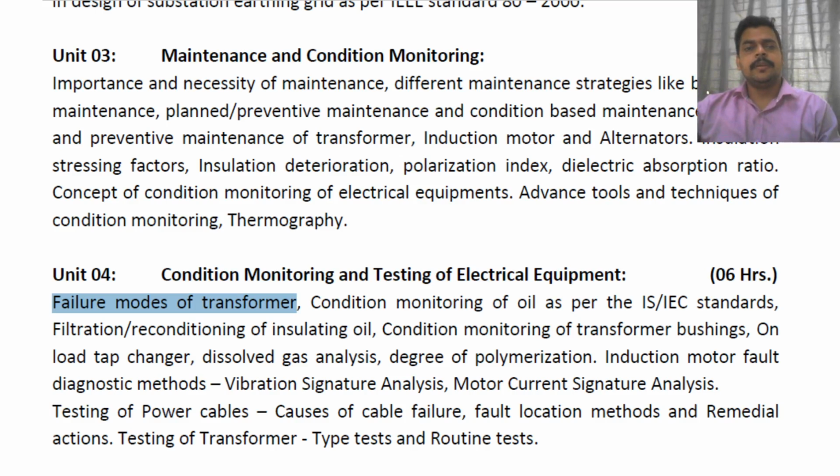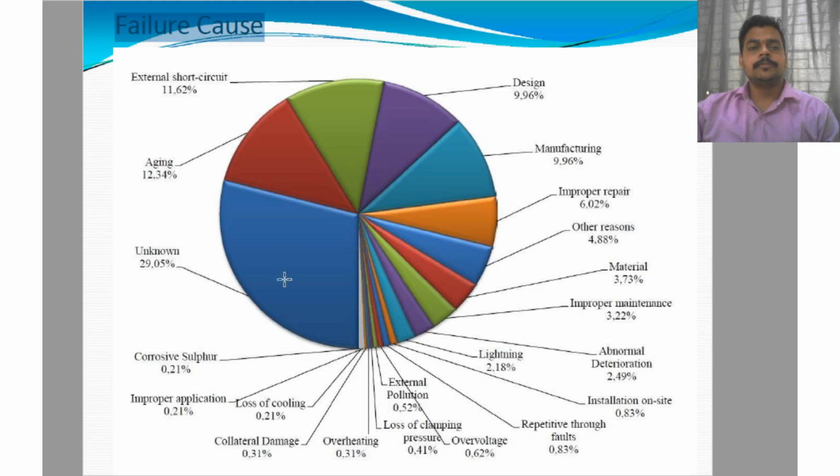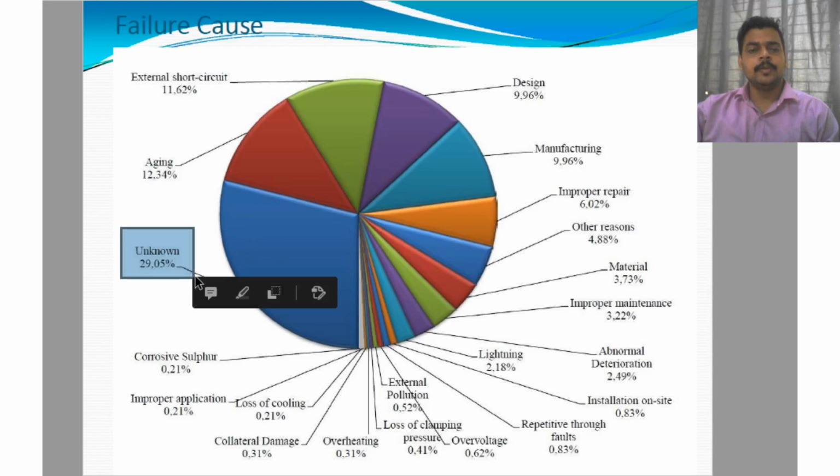In the last class we discussed the types of failures of the transformer. Today we will plot one pie chart, and this pie chart explains the failure causes of the transformer. So the major percentage is unknown. So one can say that because of any reason the transformers fail, but there are some causes which permanently fail the transformer.